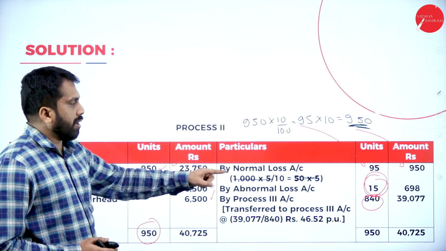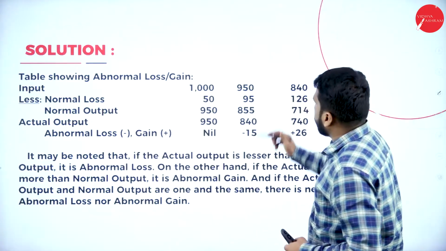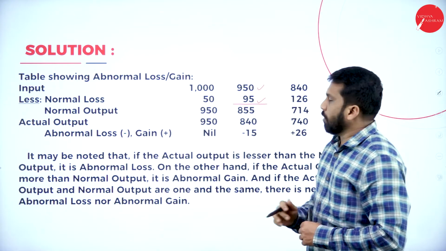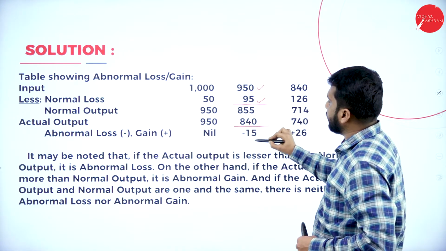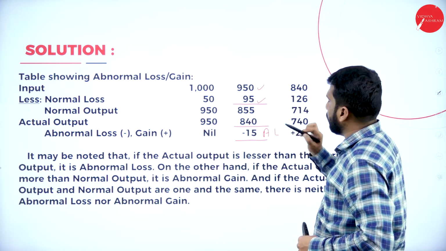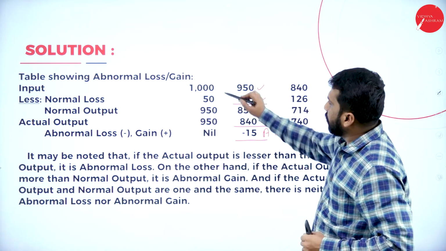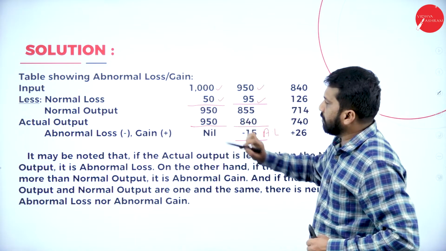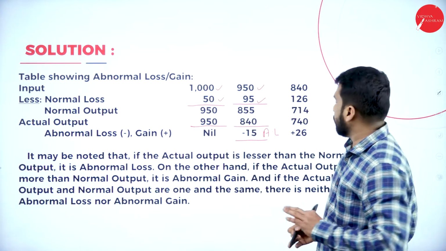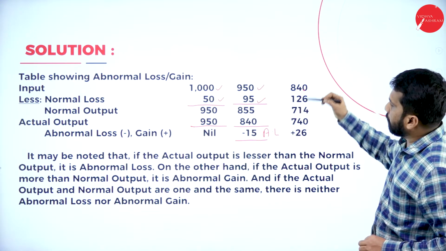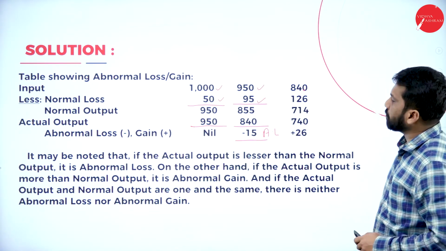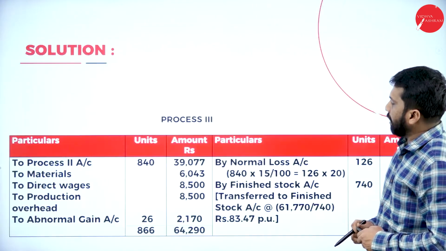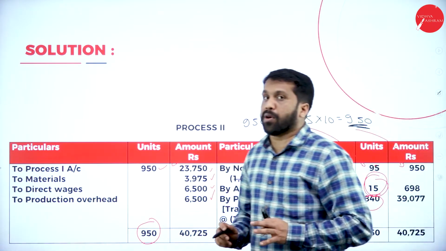Now, how to find out abnormal loss? I'll show you the working note. Total you have 950. What is the normal loss? 95. It will become 855. What is your closing? 840. So minus 15 means this is abnormal loss. In the first process, 1000 minus 50, you got 950. Your output also 950. There is no difference, no abnormal loss. And the last one, this will come later. These two, remember. Now, 15 rupees you have. 15 rupees is your abnormal loss.